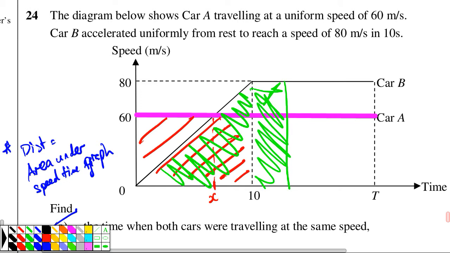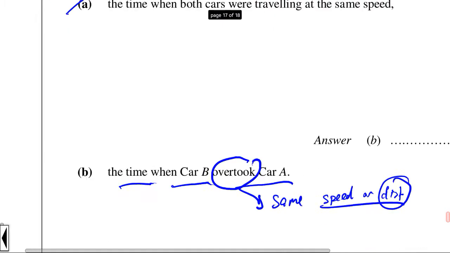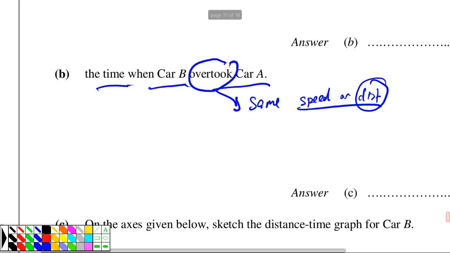So how do I know whether I compare the triangle and rectangle, or the trapezium and rectangle? How do I know? Why is it overtake? I need to calculate at time equals to what? 10. Very good. Can you tell me distance of A equals to what?